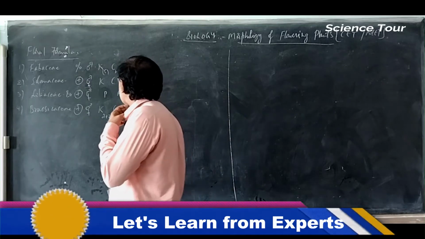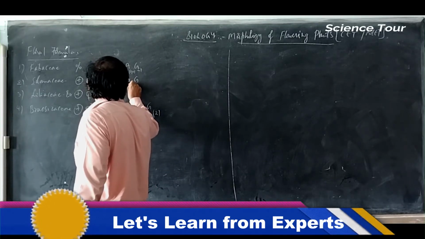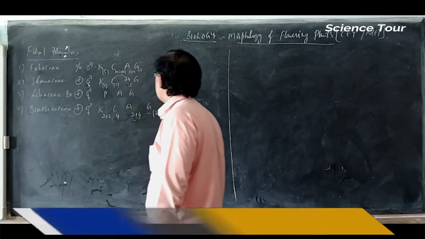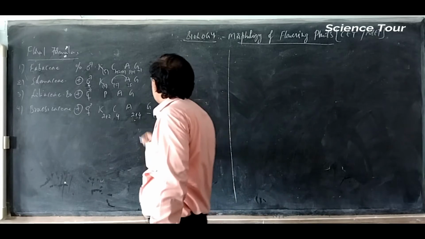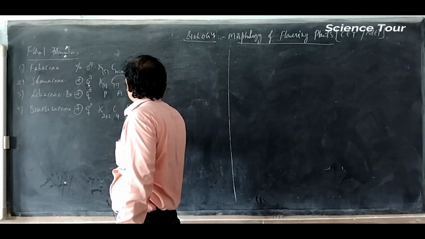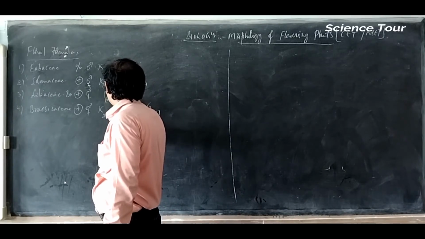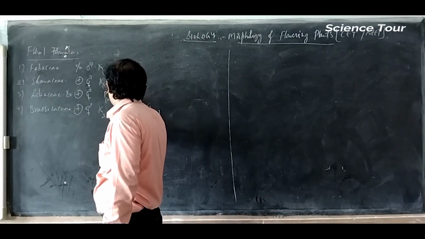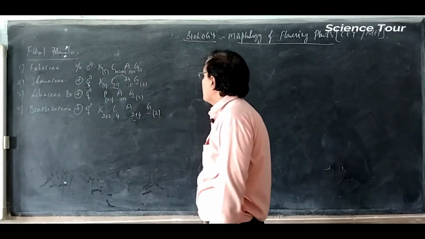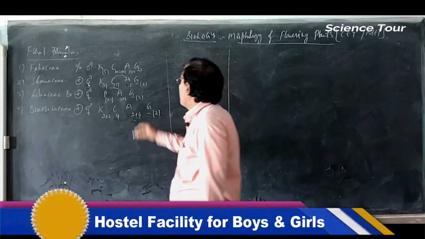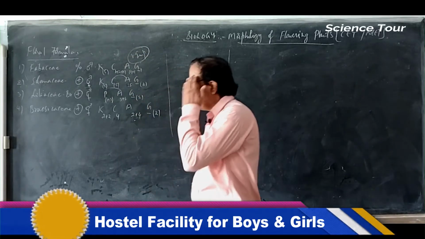Then Solanaceae: calyx 5 fused, corolla 5 fused, androecium is 5, fused. That is, androecium is attached to the petals, epipetalous condition. Gynoecium is 2 fused, superior ovary. Then Liliaceae: perianth 3 plus 3 fused, androecium is 3 plus 3, fused to the perianth, gynoecium ovary superior 3 fused. So very simple one, but most important questions. Mark it as a very important question for CET NEET classes.